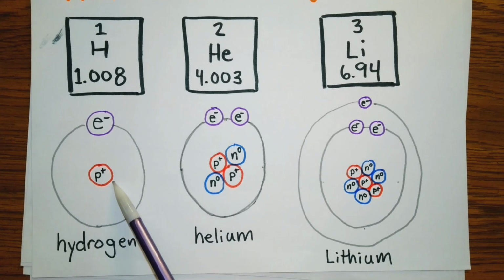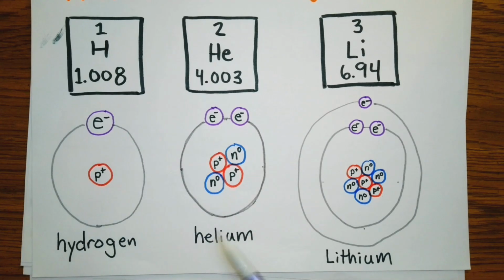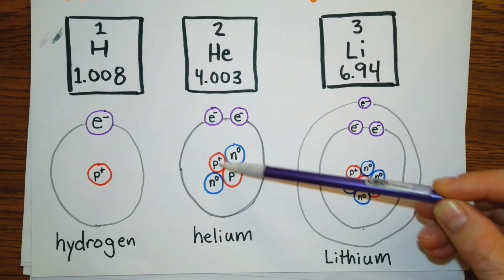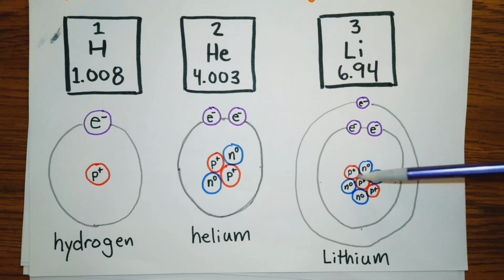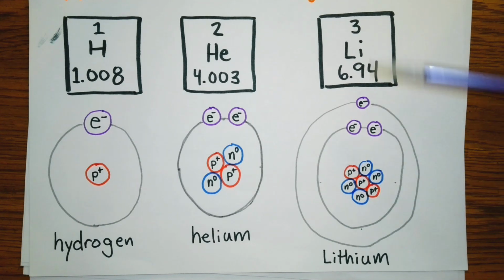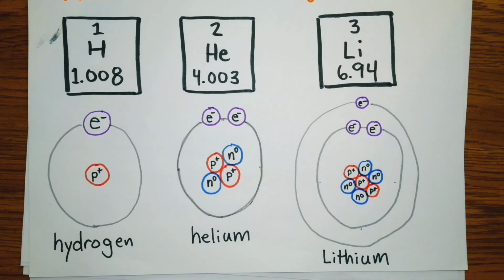In the nucleus, we have 1 proton because the atomic number is 1. Helium has 2 protons because the atomic number is 2. Lithium, you have 1, 2, 3 protons because the atomic number is 3. So you'll notice that the neutrons don't just go up by 1. That's because a particular element can have different numbers of neutrons and still be the same element. It will still react chemically the same, but once we start talking about nuclear reactions, they will be different.